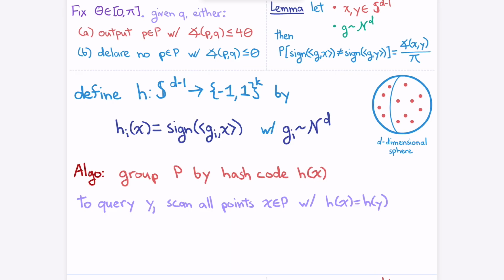And now the data structure itself is just going to look like a table. All the points of this hash code go there. All the points of that hash code go there, and so on and so forth.